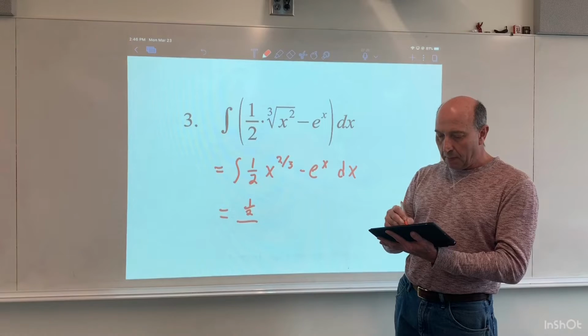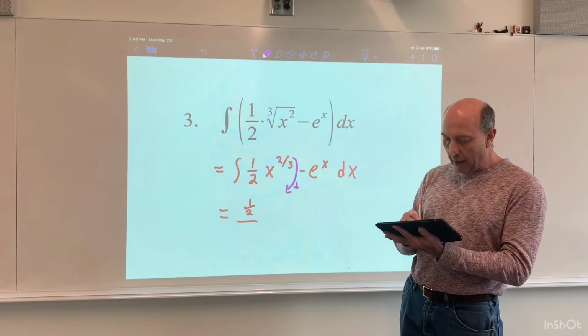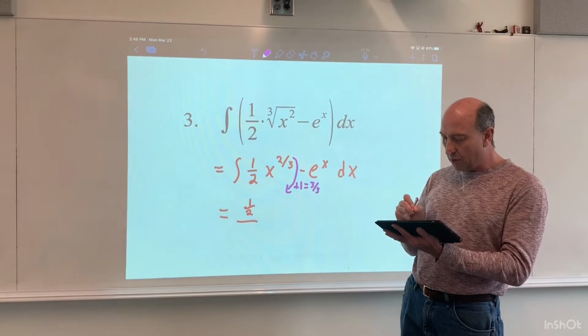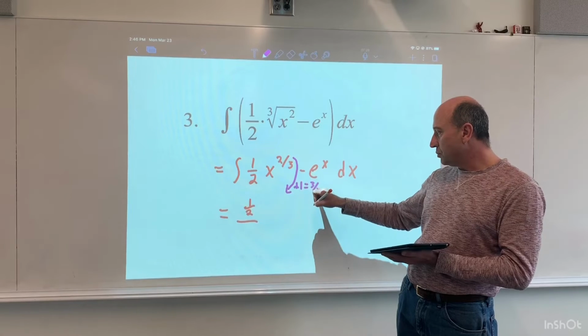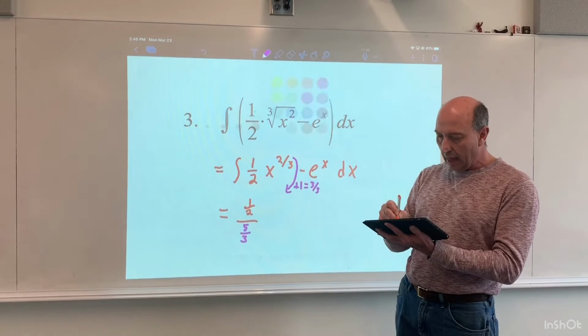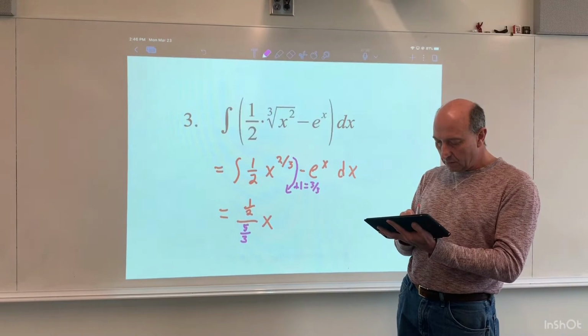Let's see. The new exponent, well, 2/3 is going to go up by 1, and 1 is the same as 3/3. So 2/3 plus 3/3 is 5/3. x to the 5/3.